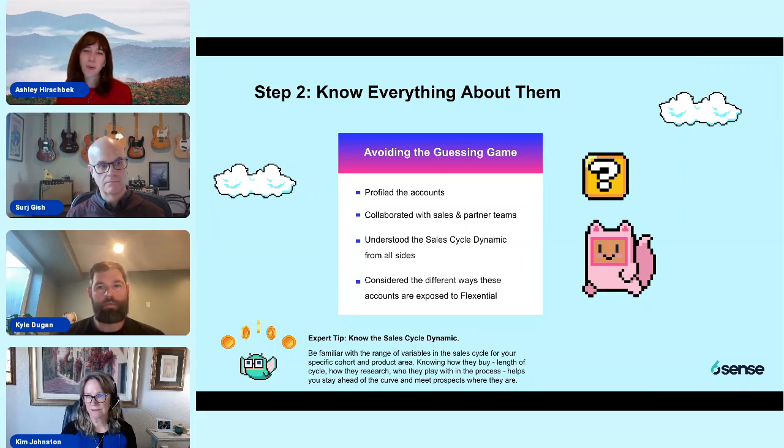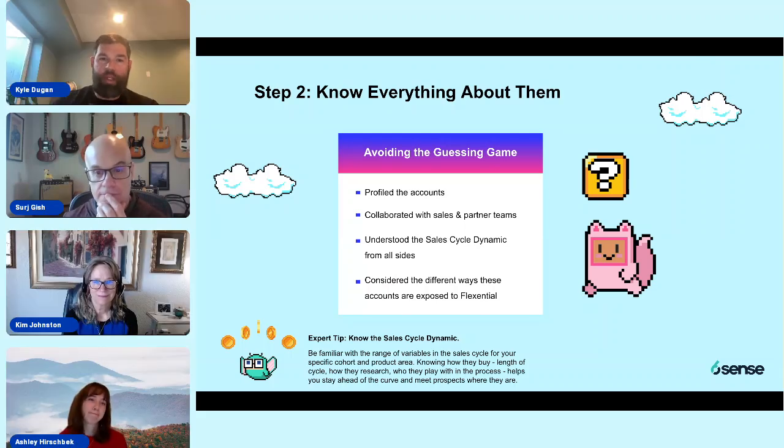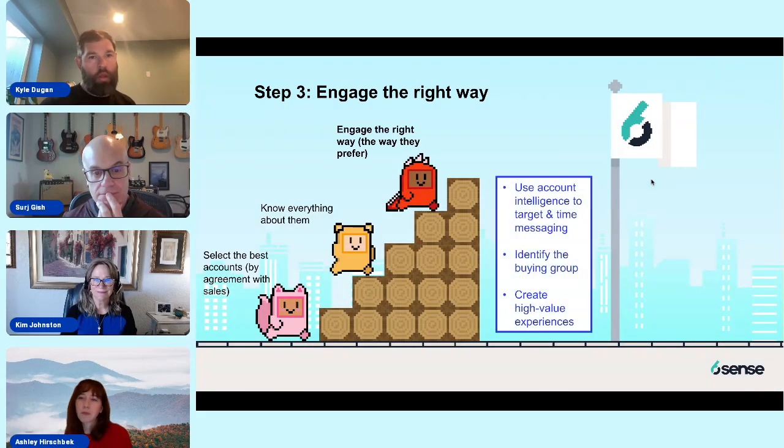There are a range of variables at play, both for a cohort and a product area. So know how they buy, how long it typically takes them to buy those solutions, how they research, who they play with, who they buy from, whether they buy direct, et cetera. And that's going to help you meet the prospects where they are in their journey. Awesome tips. That's really good stuff.